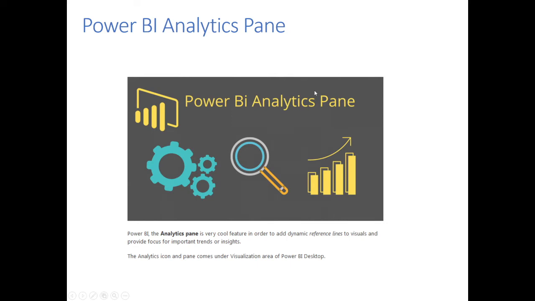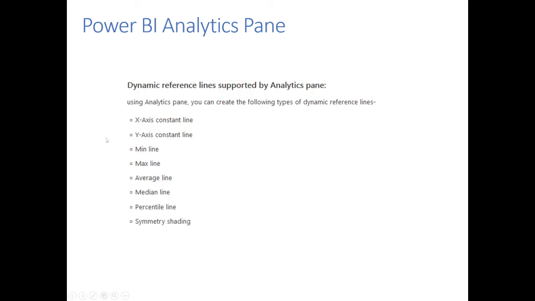The next we have the Power BI Analytics pane. The Analytics pane is a very cool feature in order to add dynamic reference lines to visuals and provide focus for important trends or insights. The Analytics icon and pane comes under the visualization area of Power BI Desktop. Using the Analytics pane, you can create the following types of dynamic reference lines: x-axis constant line, y-axis constant line, minimum line, max line, average line, median line, percentile line, and symmetry shading.